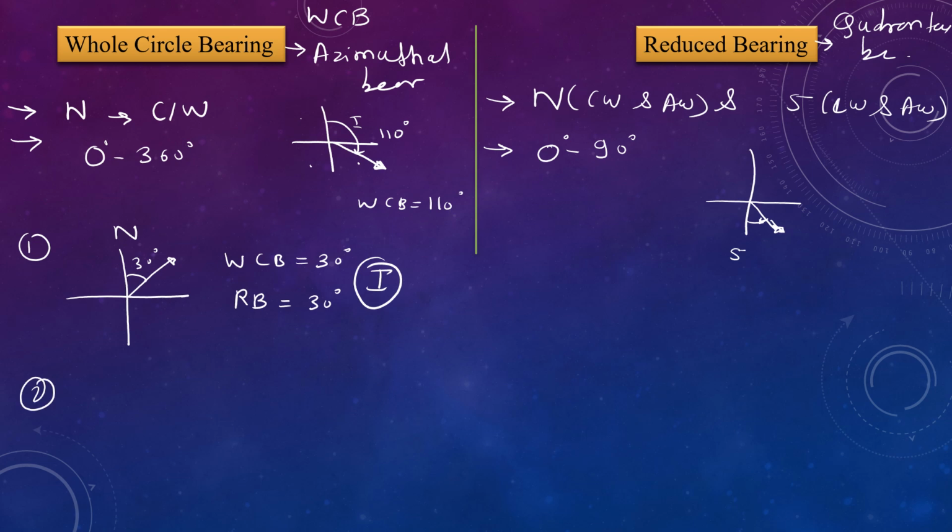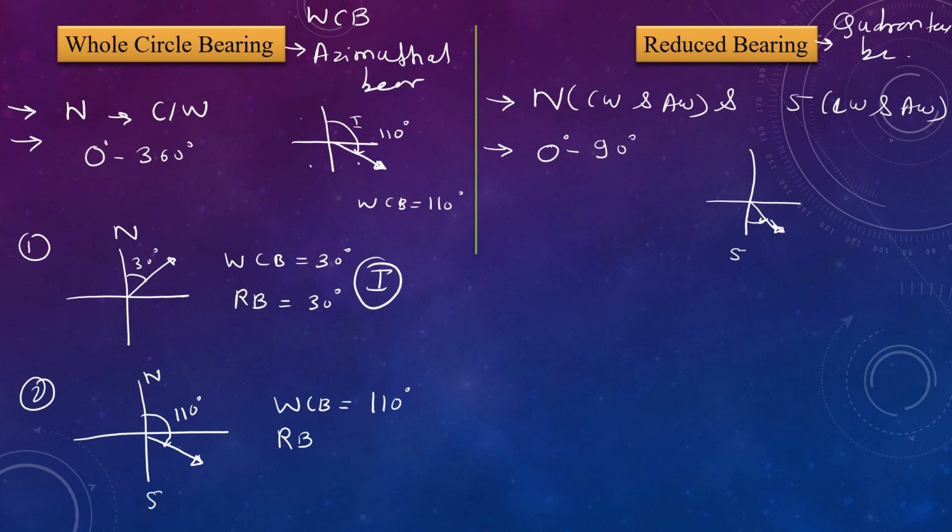Okay. Then second, if the angle is in the second quadrant, take this angle as 110 degree. So the value of WCB is clear, 110 degree. But for the RB, the angle is a little bit nearer to the pole. Here the north pole is here, the south pole is here. From the south pole the angle is smaller than from the north pole. So that's why we take the measurement of the angle from the south pole.